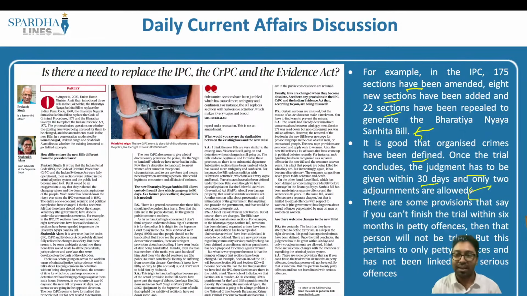in the prescribed timeline. There are some provisions that say if you cannot finish the trial within 6 months in petty offences, then that person will not be tried, but this pertains only to the petty offences and has not been linked with serious offences. So if a person has committed a petty offence, let's say a crime which has less than 1 year of imprisonment or 6 months of imprisonment, 3 months of imprisonment, so on and so forth.